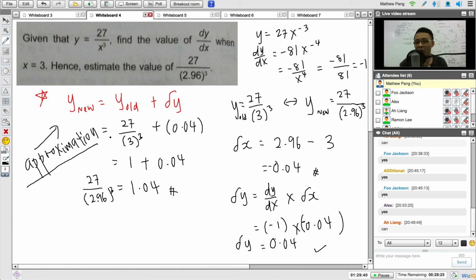This one actually is a combined small change. It combines dy over dx. Sometimes it's also combined with rate of change. So approximation is somehow more difficult compared to rate of change and small change. I would say small change is the easiest one, and after that is rate of change, and after that is this approximation.